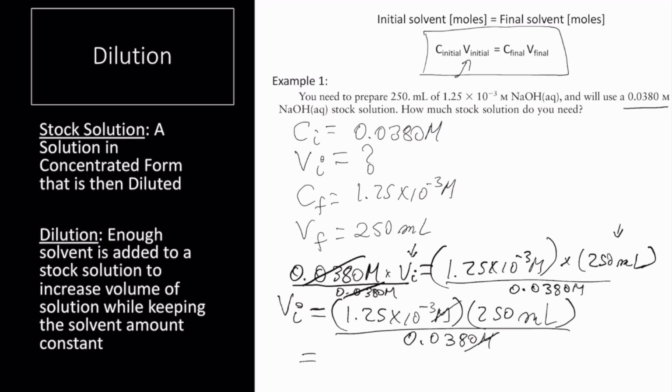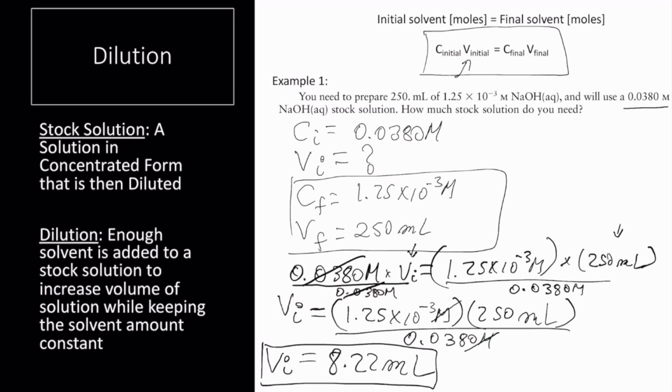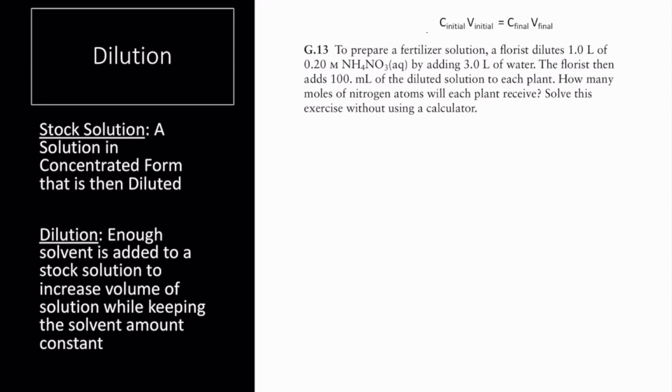So our final answer must have 3 significant figures because all of these factors have 3 significant figures. So we get 8.22 milliliters. And that's our initial volume of stock solution that we need to get this concentration and this volume. Let's do one more example.